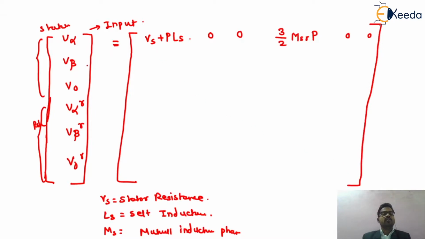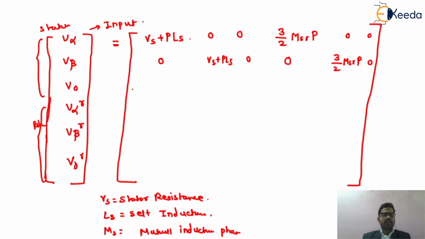matrix. Similarly, we want to calculate the value for your beta axis. So it is for 0, then it will give you RS plus PLS, then again it will be 0, then again 0, again this is for the fifth 3 by 2 MSRP, and the last term is 0.